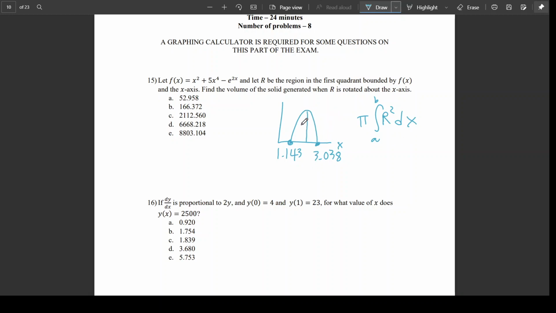So I know this is my r, and I have my a and b. This is my a, this is my b, and so I'm ready to plug everything into the expression, solve for it, get the answer and move on. So I'm integrating from 1.143 to 3.038 of r squared, so it's going to be x squared plus 5x to the 4th minus e to the 2x, all squared, dx. And if I evaluate this in my calculator, I get 6,668.218, which gives the answer of D.